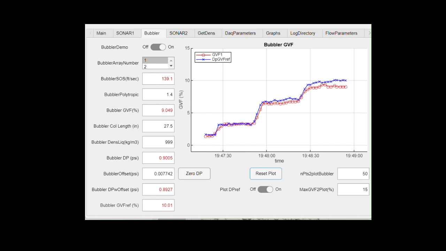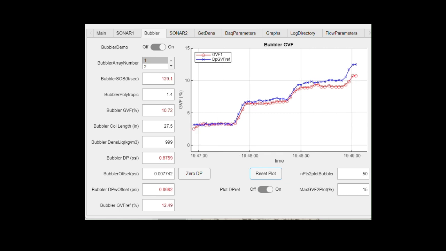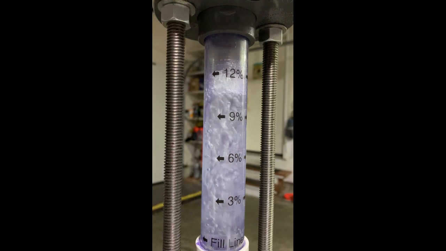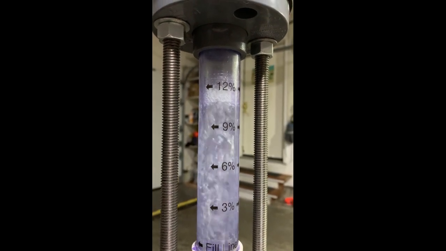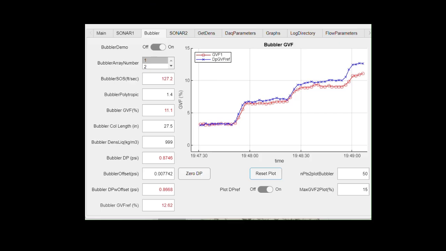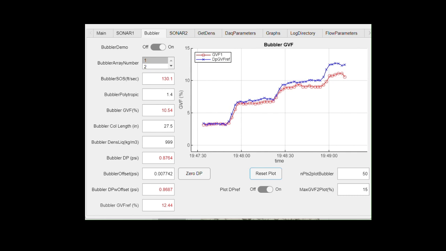And again, now the sound speed is down to 137 feet per second. And we're increasing it to about 12%. The differential pressure measurement and the sound speed measurement are still in pretty good agreement, and the visual indicator indicates around 12%. But again, now we're getting fairly large coalesced bubbles, and it's a fairly chaotic system in the bubbler column, if you would.